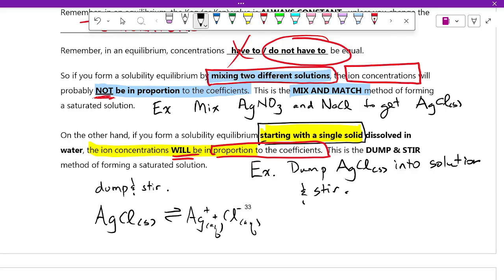Now, you get the same solubility equilibrium equation in either event, but if it is dump and stir, it's going to be 1-to-1, and if it is not dump and stir, then it's going to be X to Y, and we just don't know. Mix and match, that's going to be X to Y, and we don't know what those are. We would have to do some dilution calculations.